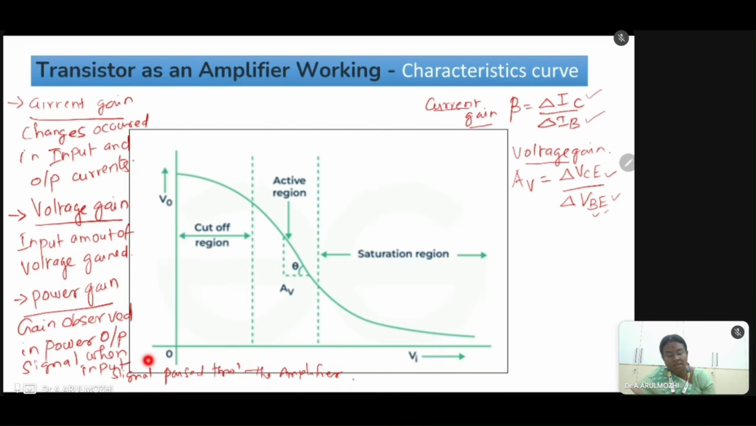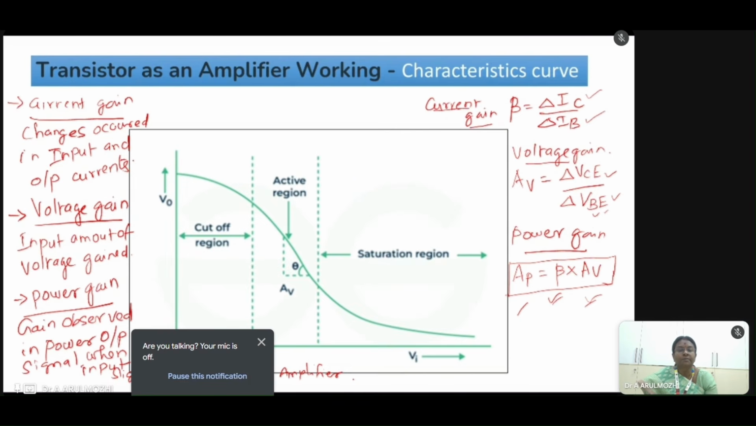What about the last one? The last one is the power gain. Power gain we are simply going to give as AP, which is equal to beta into AV. You all know the product of the current gain and the voltage gain is equal to the power gain. So these are all the basic definitions we should know before entering into the transistor as an amplifier.